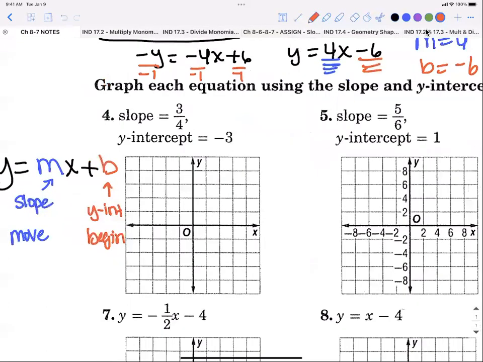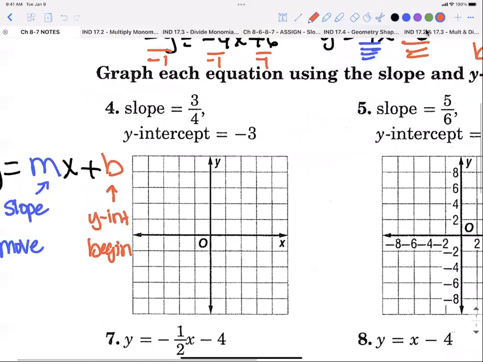So let's look at this first example, and I will give you a chance to just write slope equals 3/4. And remember, use your shorthand. You guys know it. M equals slope and B is y-intercept. So if you want to use shorthand in your notes, go for it. M equals 3/4 and B equals -3. So in this case, for number 4 here, they're giving us the y-intercept and they're giving us the slope.